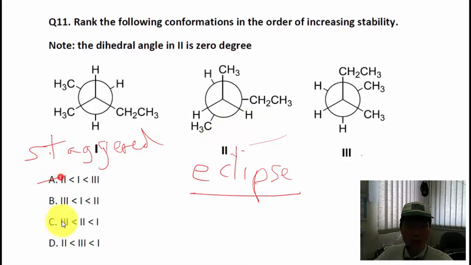So I want A or D, right? Then now you compare 1 and 3. For 3, all the bulky groups here are next to each other, all sandwiched, all sequestered together. Very bad, a lot of steric hindrance. But for number 1, you see 2 are closer, but then 1 is further away, right? So this is what we call anti conformation. You see, anti means opposite. This is gauche interaction. So gauche has a higher energy than anti. Number 1 must be the most stable, so D.